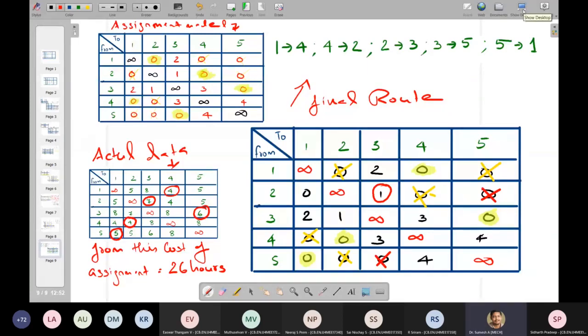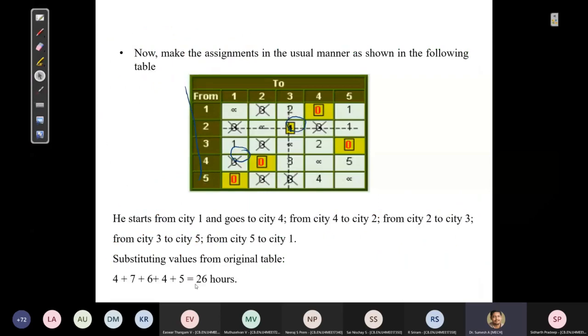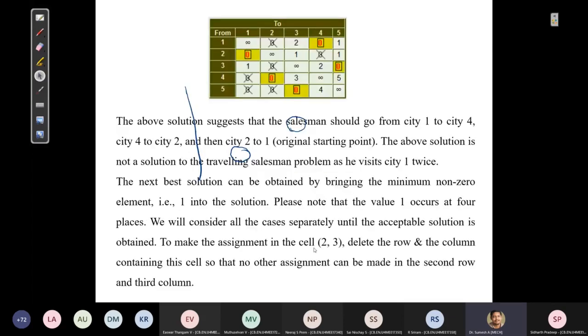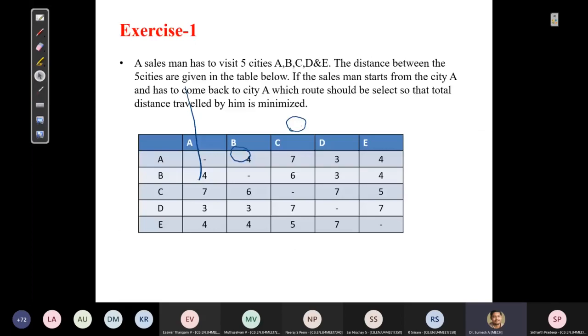Yeah, so we can see over here, the same. From city 1 to 4, 4 to 3, 3 to 5, and 5. So the next non-zero element is considered, and we are proceeding to find the solution. So I'll give you a problem to solve. So try to solve this.